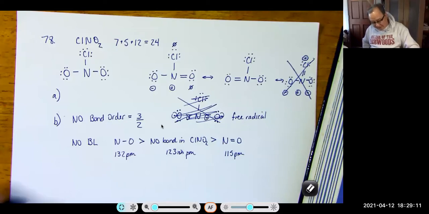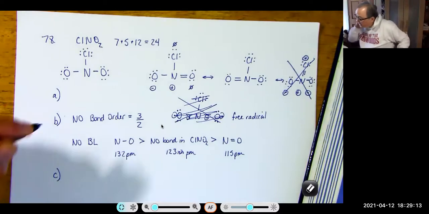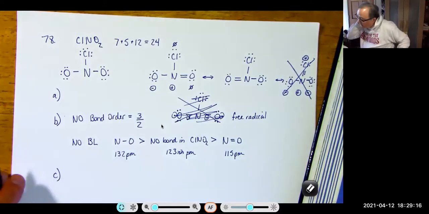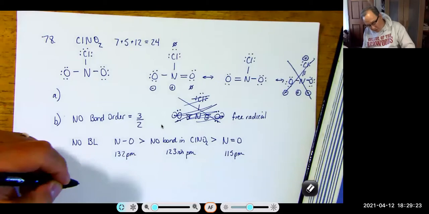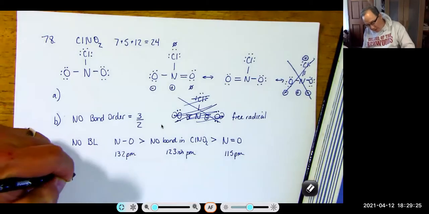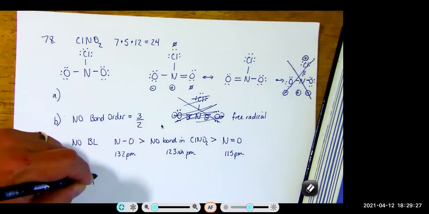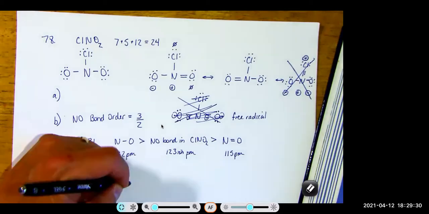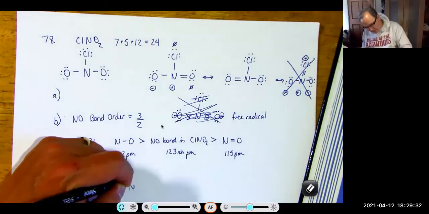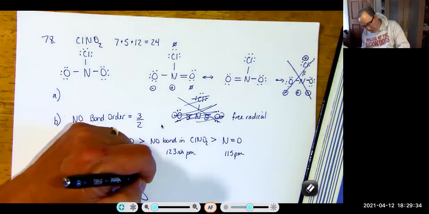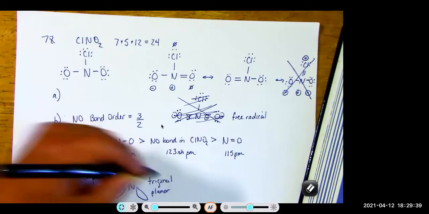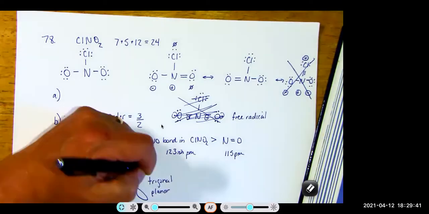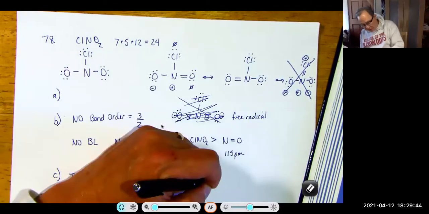Okay, so C is describe the electron pair and molecular geometries and give values for all bond angles. Okay, so there are 3 pairs. So I'm going to draw it like this. This is the electron pair geometry, and we're going to call it trigonal planar. And what are the angles? 120. 120.